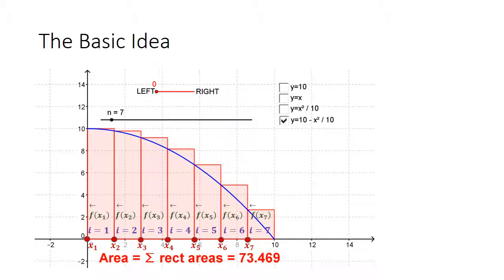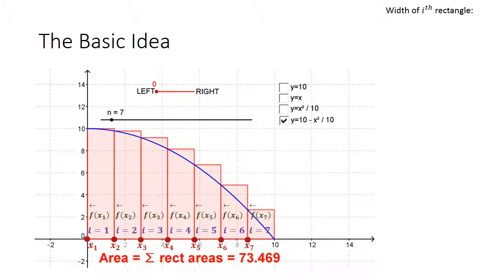Each rectangle occupies a subinterval of width delta x. So this is delta x, this is delta x, this is delta x, and so on. The height of each rectangle depends on where I am along the x-axis. For example, in this diagram, I'm using the height of the graph at the far left end of each rectangle as the rectangle's height. So in this rectangle, for example, I'm using the far left end of this subinterval, up to the graph, as the height.